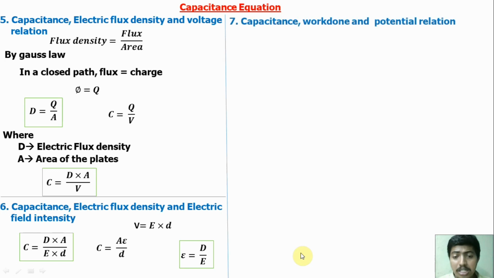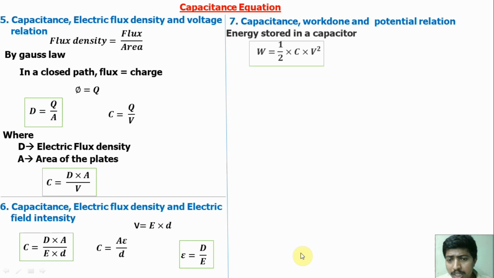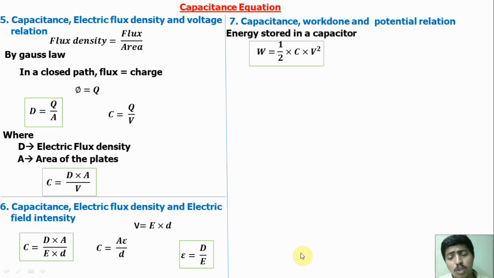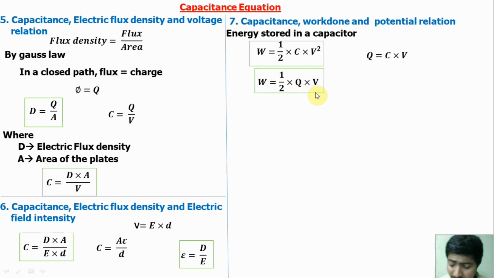Okay, next, seventh one. Capacitance, work done and potential. We know that the energy stored in a capacitor is equal to half CV square. We know that capacitance is equal to charge over potential. From that we will get Q is equal to C into V. Substitute here, we will get another equation, work done. Energy stored is equal to half into Q into V. Energy stored in a capacitor is equal to work done by capacitor. Okay, this is the seventh equation.